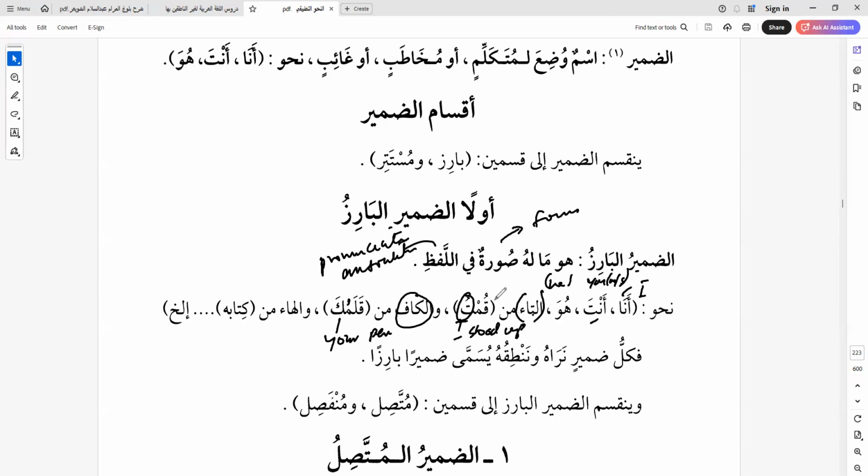Now remember, some of these damir are attachable, or conjunctive, like ka. Kaf is conjunctive. Ta is conjunctive. Ha, kitabuhu, ha is conjunctive. So you can see the ha, the kaf, and then the ta, they tend to be damair al-bariz al-muttasil. Bariz muttasil, manifest conjunctive, manifest attachable. It can be attached. But ana, anta, huwa, they are manifest منفصل.